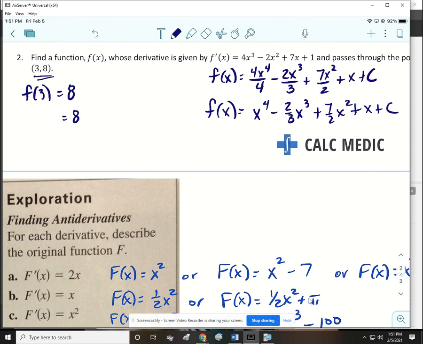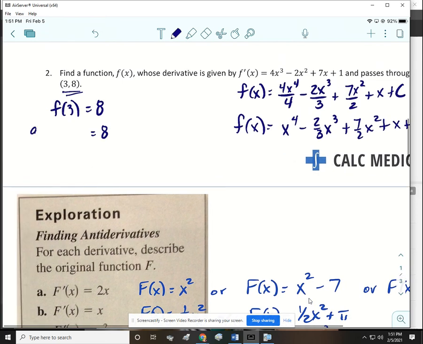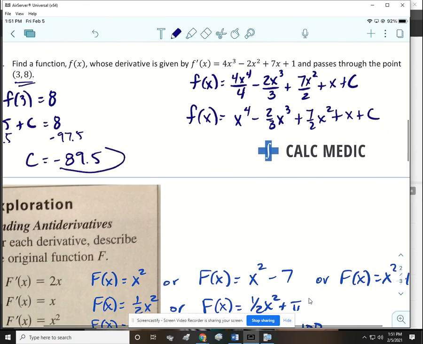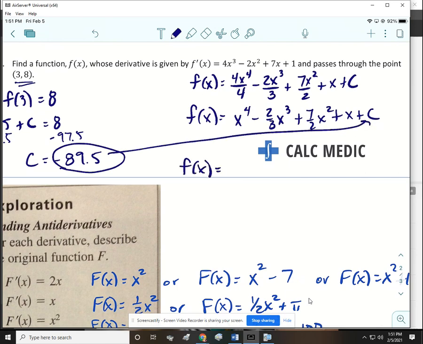And then I still have that plus c though. So it would be 97.5 plus c. And then to figure out what c is, we would just subtract. So c is negative 89.5. So the function I'm looking for would have that in place of c. So it should be f of x equals all that stuff, and then minus 89.5.